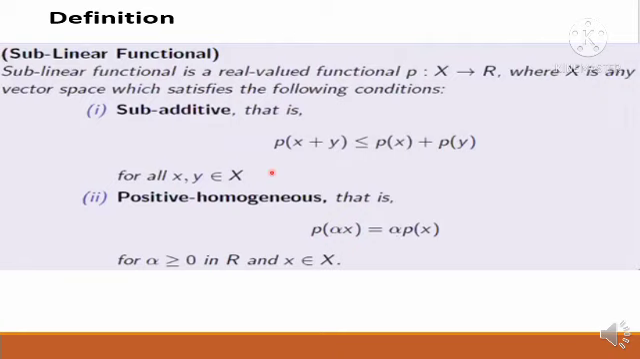Remember three things for a sublinear functional. First, it will be real valued, second, it will be subadditive, and third, it will be positive homogeneous. Here we didn't use the absolute value because here the vector space is real. If the vector space is complex, then after some modification we can define it.